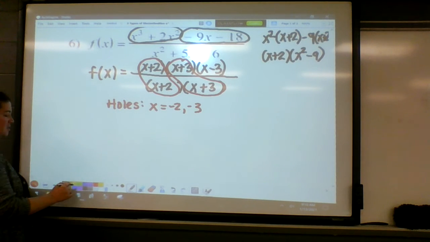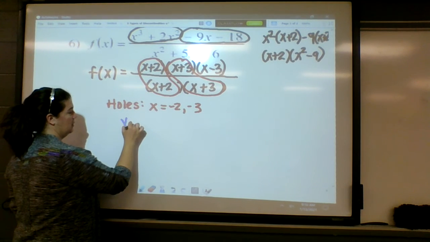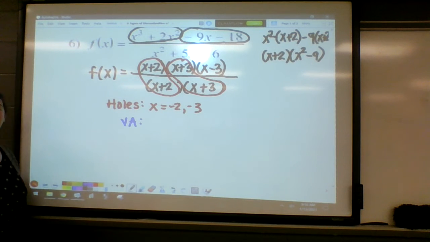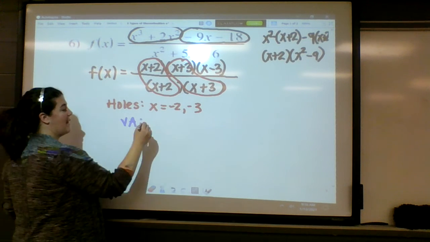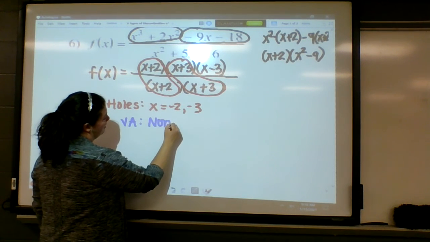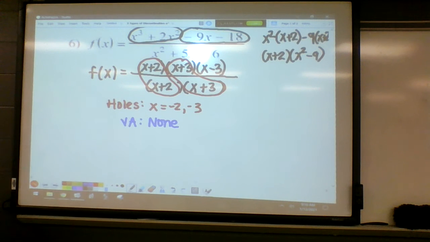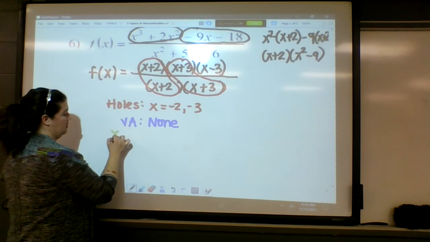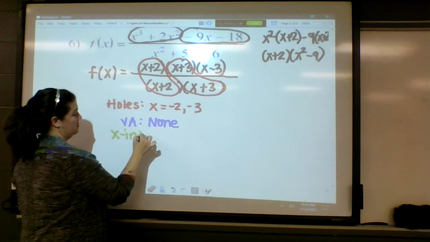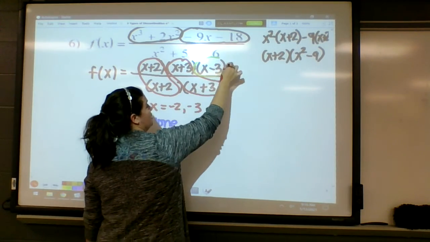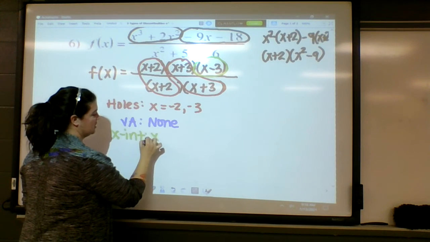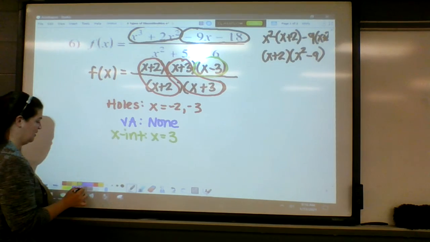Vertical asymptotes. Say that again. There are none, right? There's no extra factors in the denominator that don't have a pair. So that means that there are none. X-intercepts. Somebody said 3. That would be from this factor in the numerator, right? So it's at x equals 3.